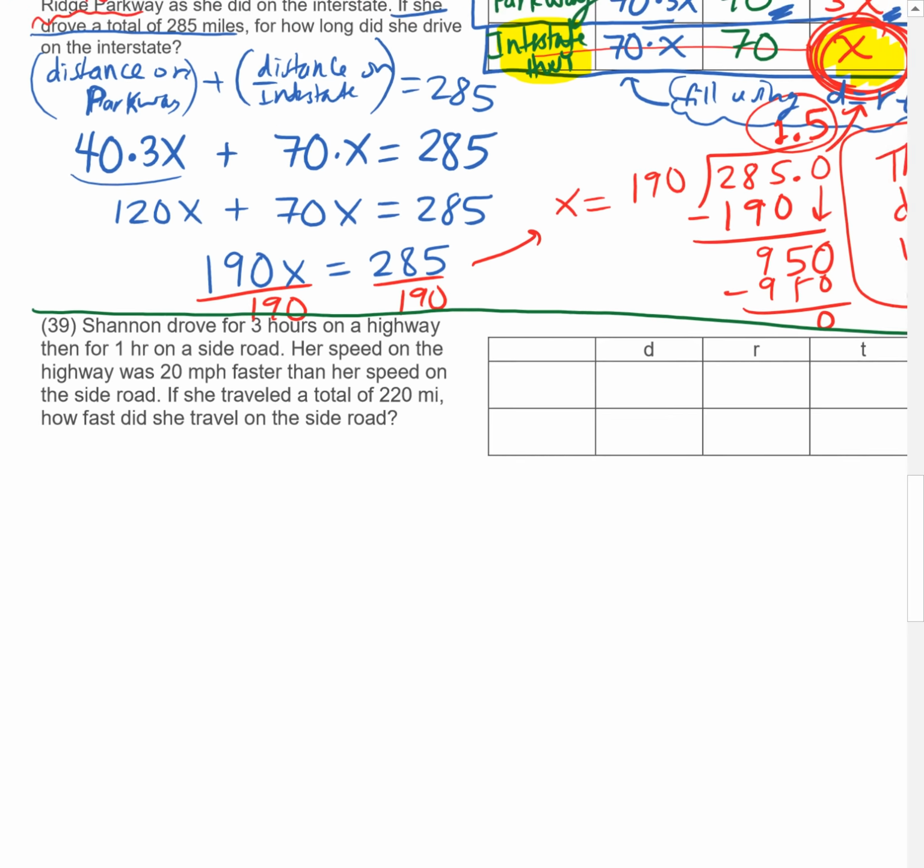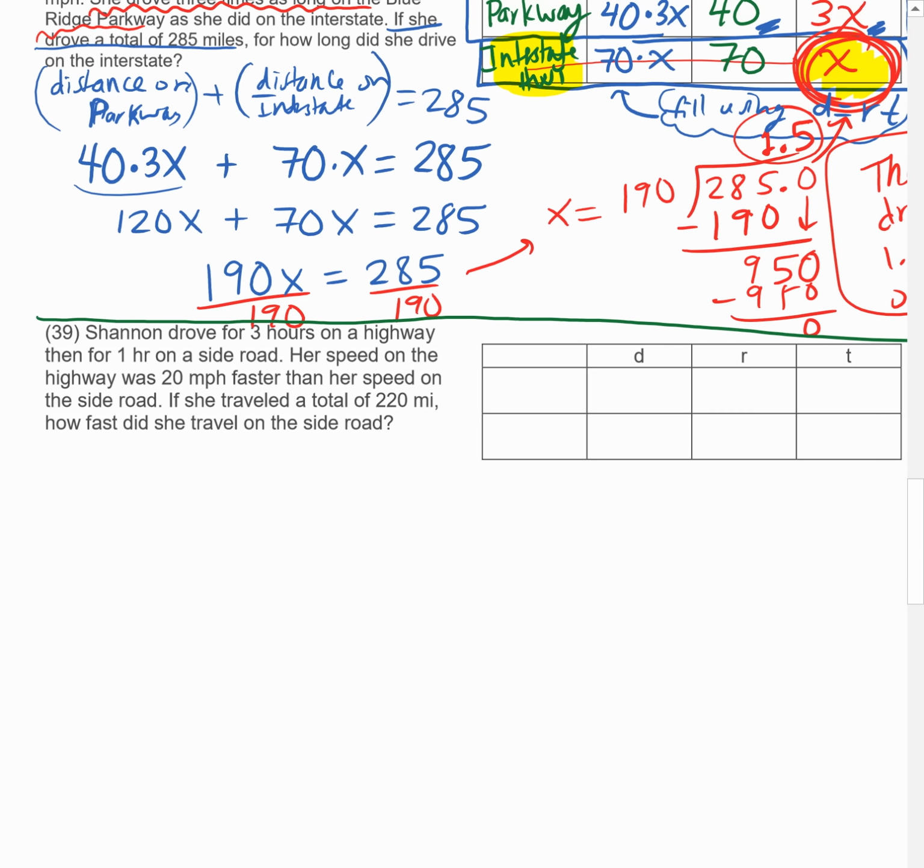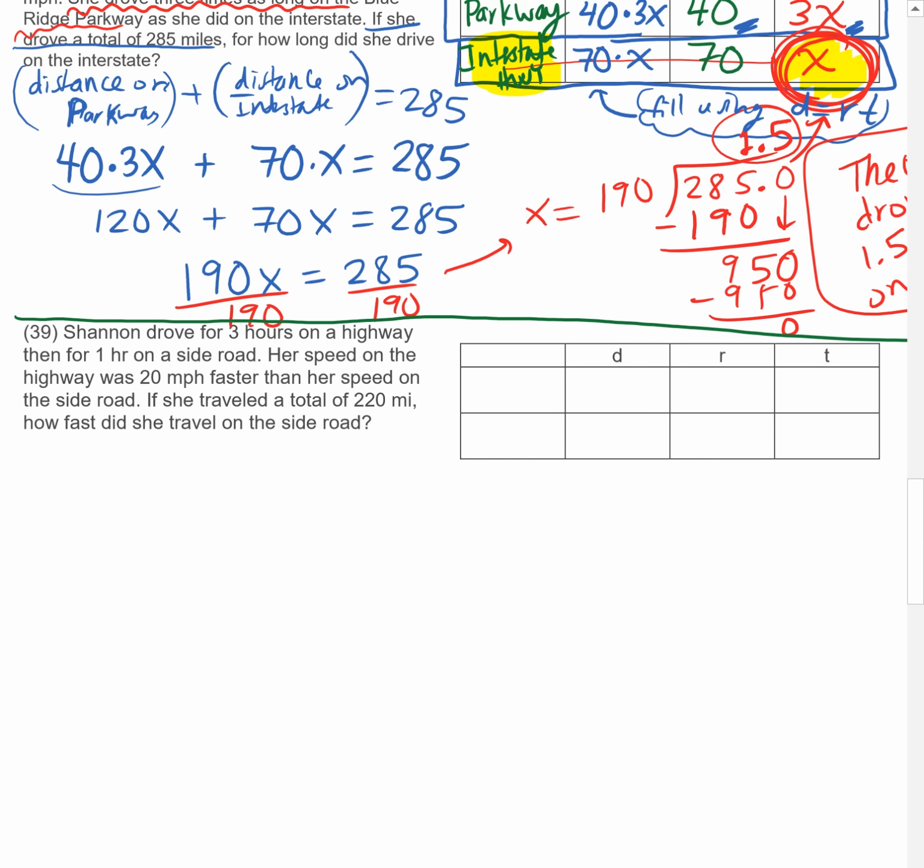Similar. Usually what I do, the first thing is read the problem, make sure it makes sense, and then label the two parts of the trip. So Shannon drove for 3 hours on a highway, and then 1 hour on a side road. Okay, so first she's driving on a highway, and then a side road. Her speed on the highway was 20 miles an hour faster than her speed on the side road. If she traveled a total of 220 miles, how fast did she travel on the side road?